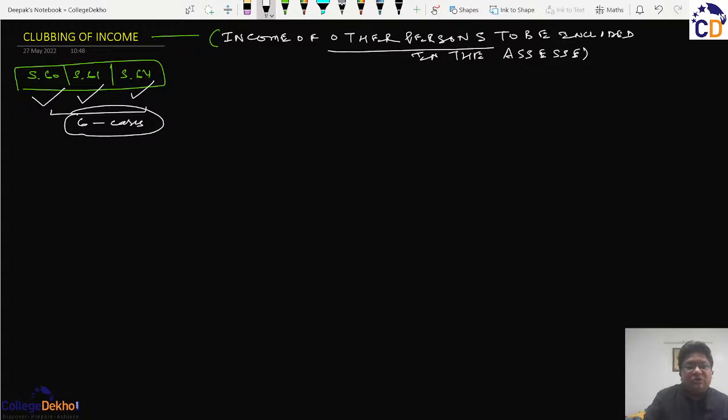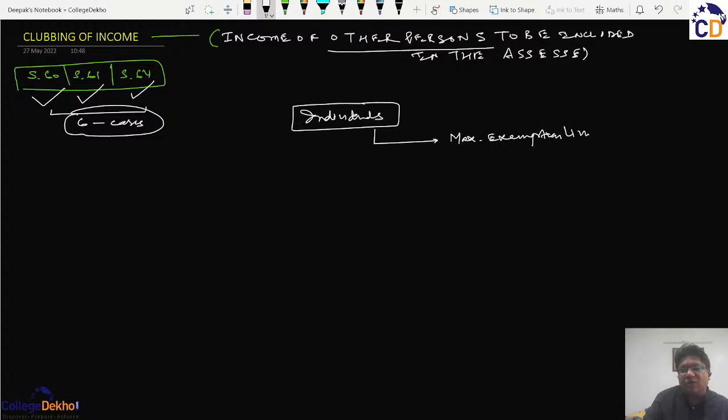What the point is all about is that normally individuals in this country are, or should be, the least tax paying entities, and therefore they are provided benefits. These benefits can be in the form of exemptions and deductions, and one of the primary benefits which is provided to almost all individuals is in the form of maximum exemption limit, which is commonly known as MEL.